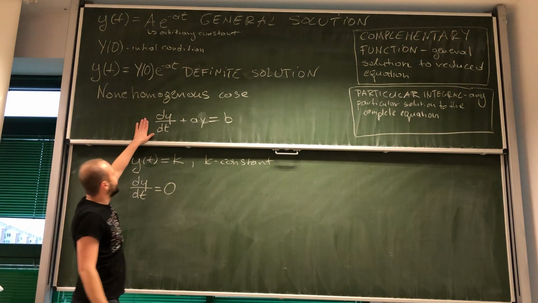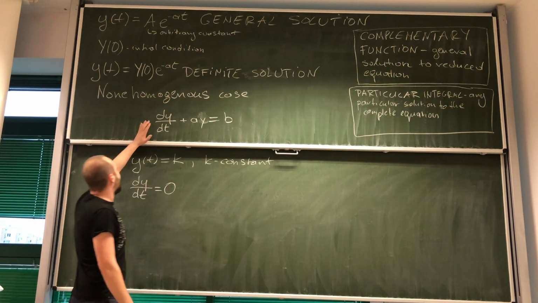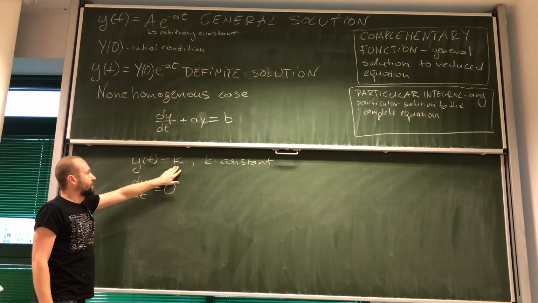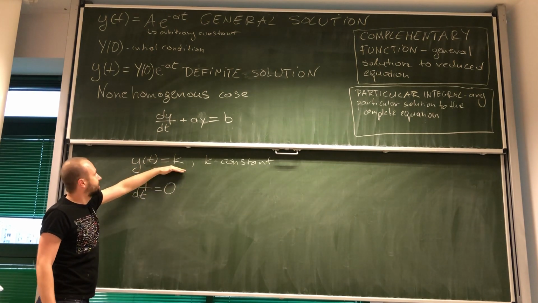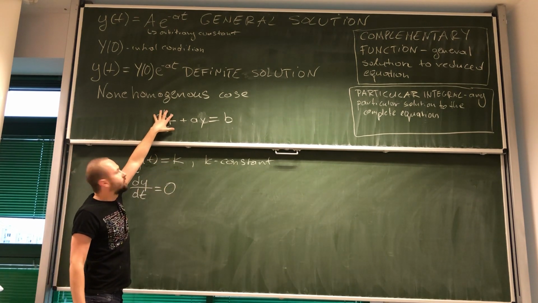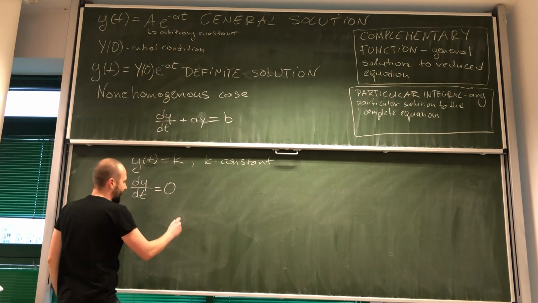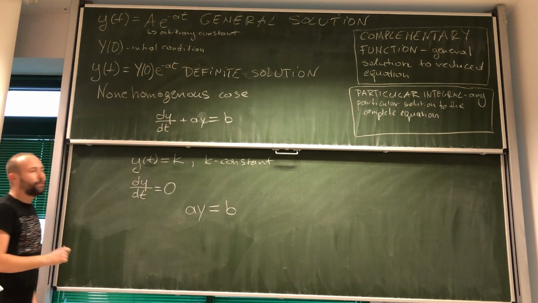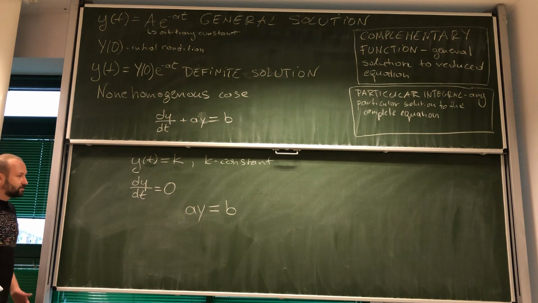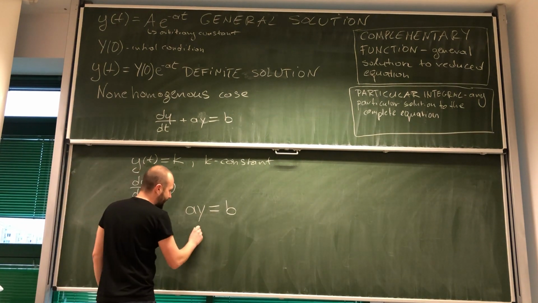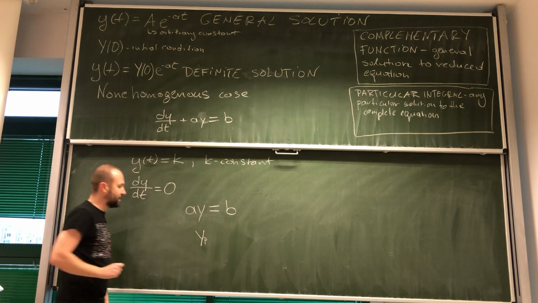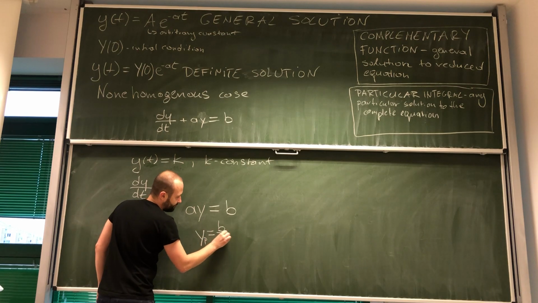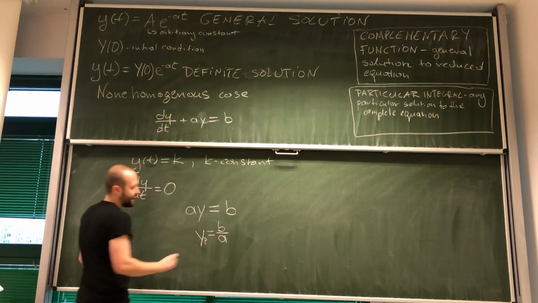Now, if I'm going to take this non-homogeneous equation under the assumption that y is equal to some constant k, then this part is gone, right? The only thing left we've got is ay equals b, right? So now, how much is y? Y, and we can write already yp, is equal to b over a.